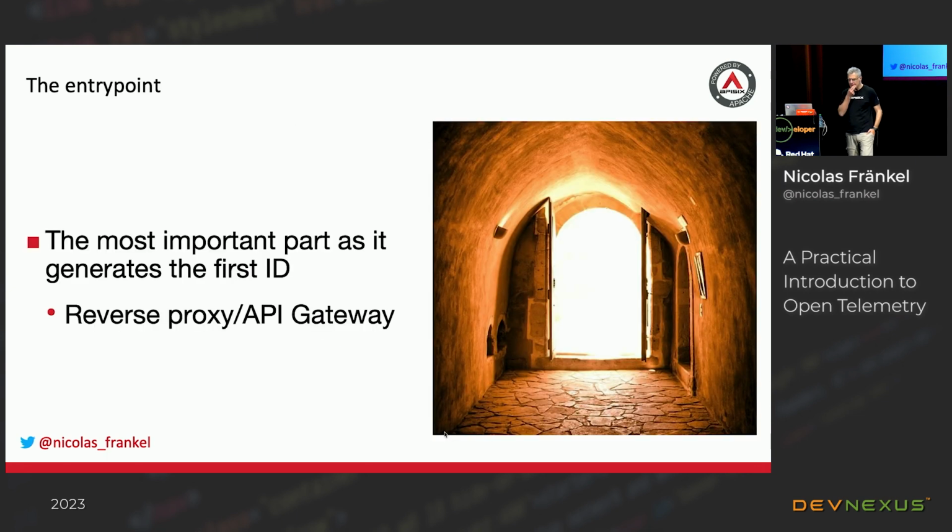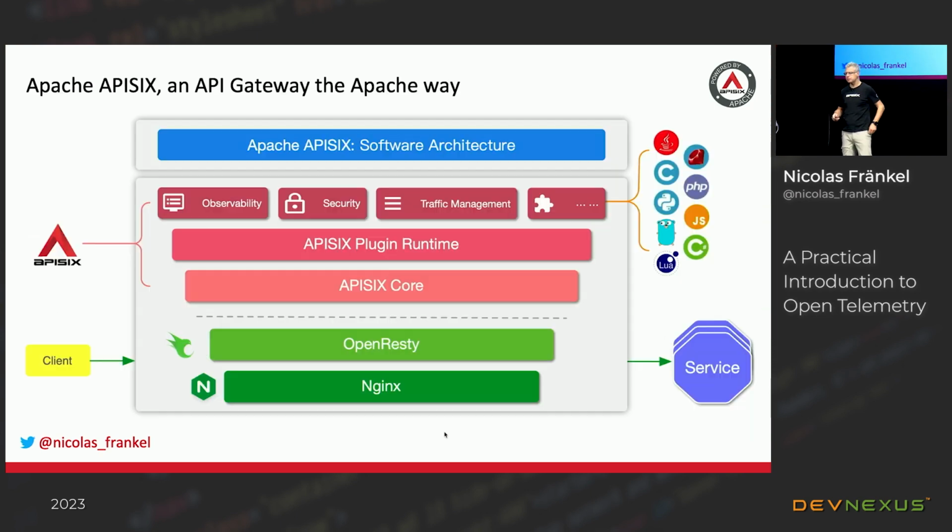Anyway. So as I mentioned, the entry point is the most important point because it's the one that generates the parent ID. And either you have a reverse proxy or an API gateway. Here I'm providing an API, so basically, I have an API gateway. And I have the Apache APISIX API gateway because I work on the Apache APISIX API gateway.